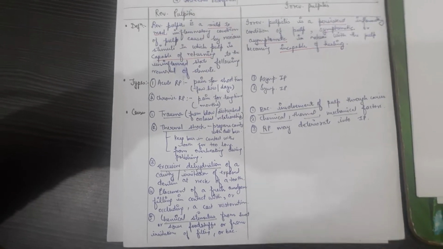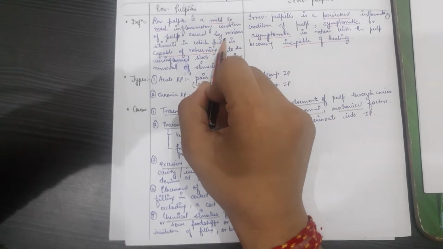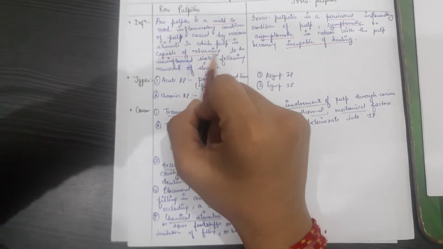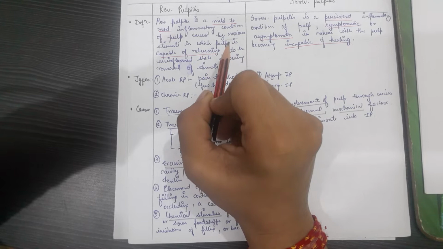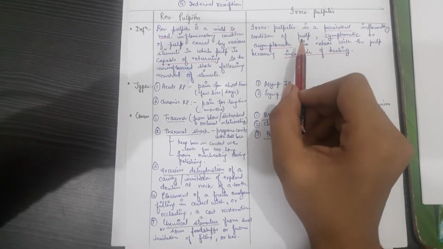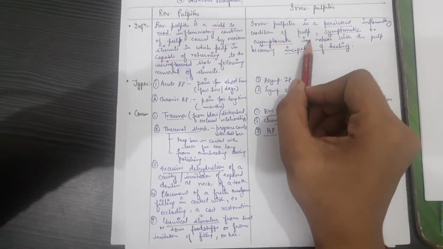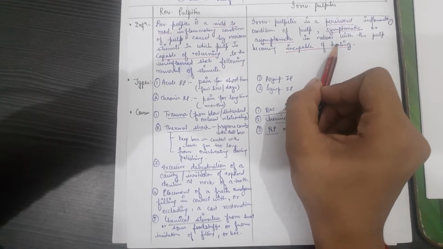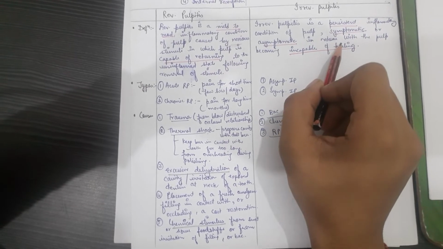In reversible pulpitis, there is a mild to moderate inflammatory condition of the pulp caused by noxious stimuli, in which the pulp is capable of returning to the uninflamed state following removal of the stimuli. Whereas in irreversible pulpitis, there is a persistent inflammatory condition of the pulp which can be symptomatic or asymptomatic in nature, and it is incapable of healing, that is, the change is irreversible.